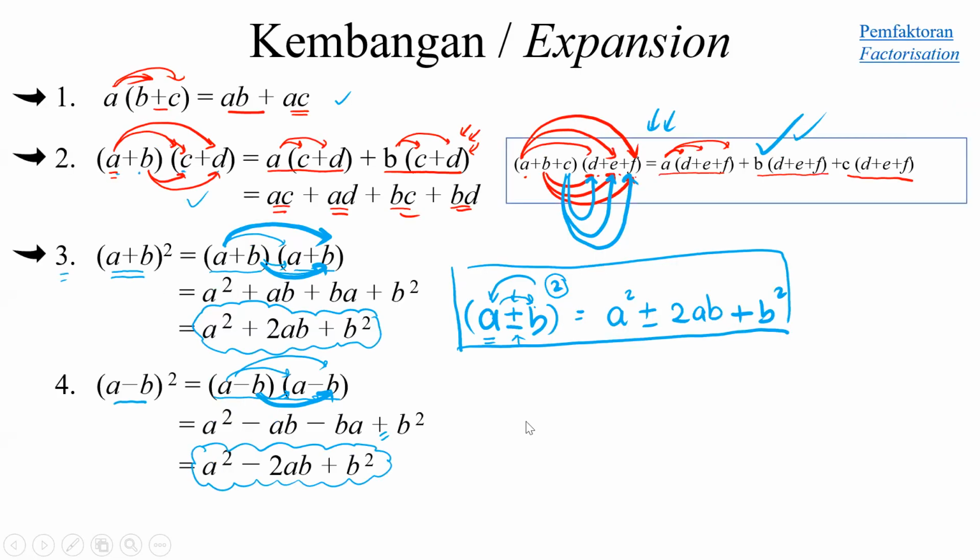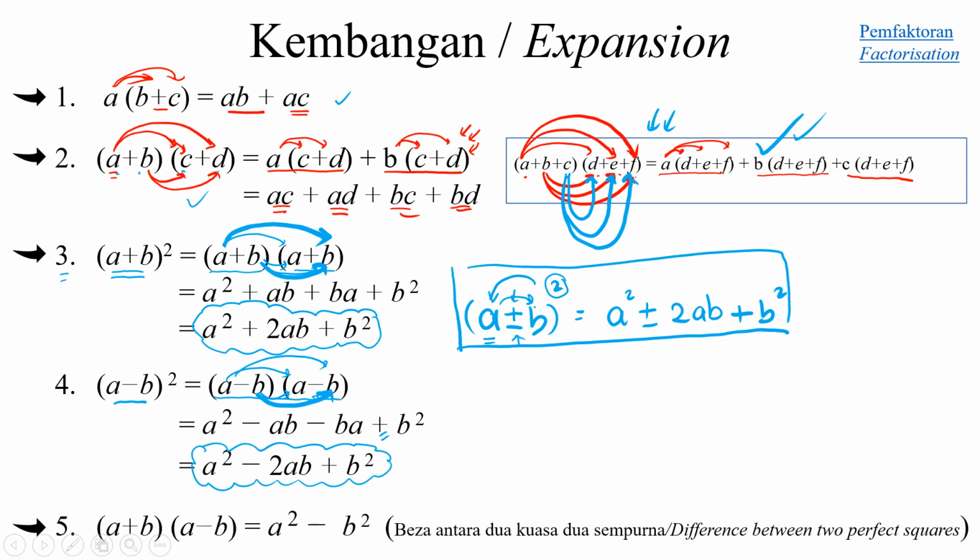So in the last video clip, we have already discussed the types of expansion, like number 1, number 2, number 3, and 4 is considered the same type. The last type will be this one. This one we call difference between two perfect squares. Why? Because after we expand, you will notice that it consists of two terms, and those two terms are actually perfect squares. That is why we call it difference. There must be a minus there. Difference between two perfect squares.